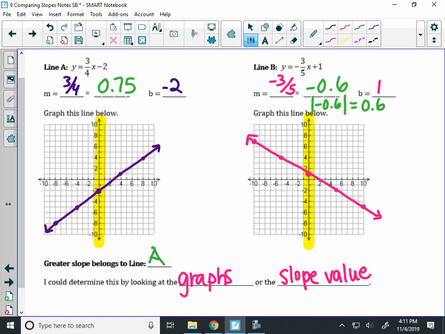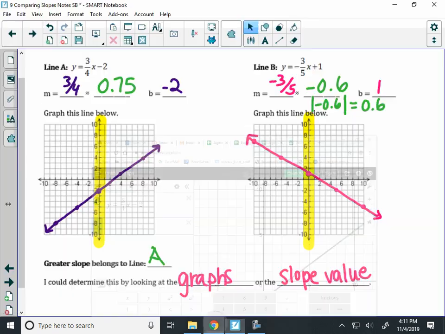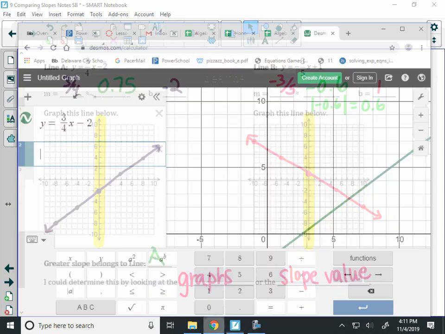And let me show you again. I'll show you on Desmos here. If I graph the line 3/4 x minus 2, so let's see, y equals 3/4 x minus 2. And then I have my original graph for number 2, -3/5 x plus 1.